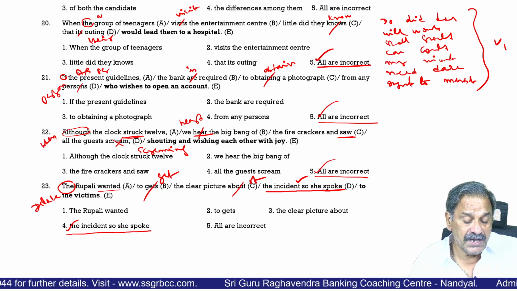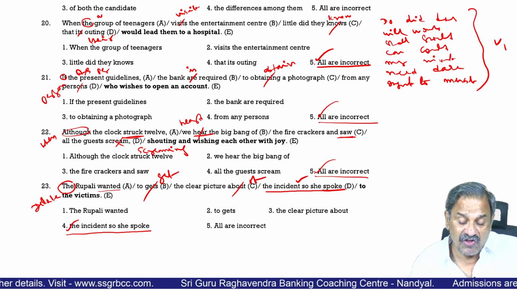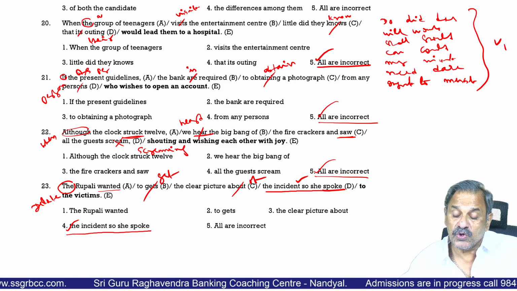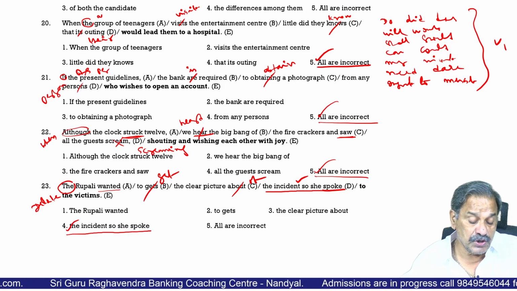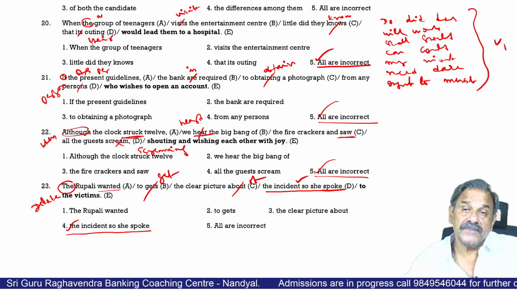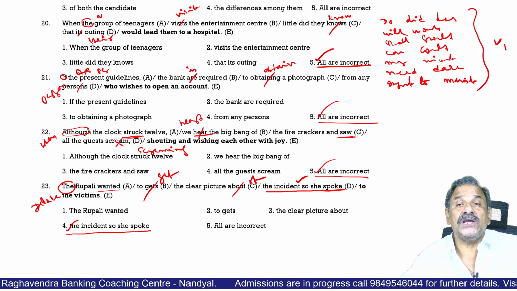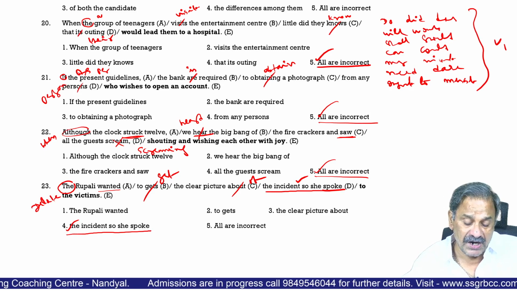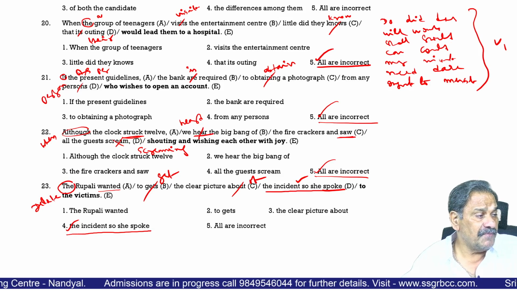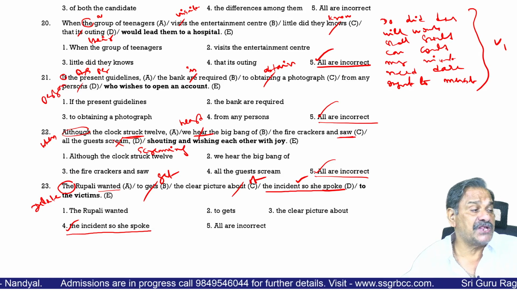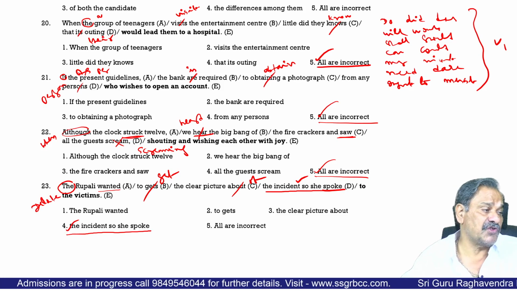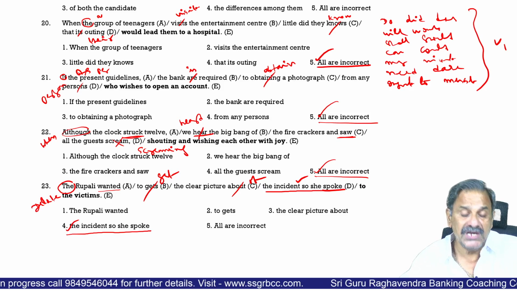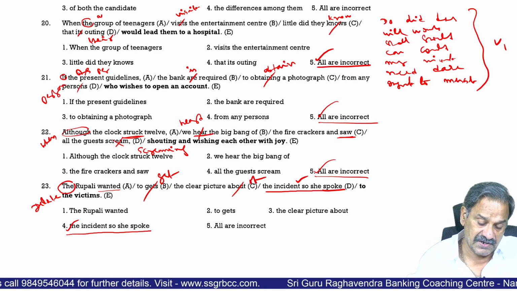Then, the Rupali wanted to get the clear picture about the incident. So she spoke to the victims. Here, Rupali is a proper noun. Before proper nouns, we won't use the definite article the. So Rupali wanted to. After to, what do we have to use? The first form of the verb: to get the clear picture of the incident, not about the incident. Clear picture of the incident. So she spoke to the victims. Then next.